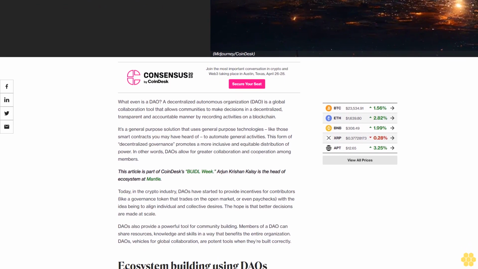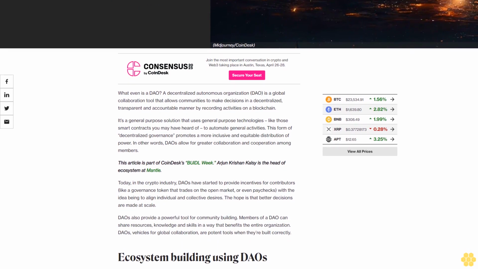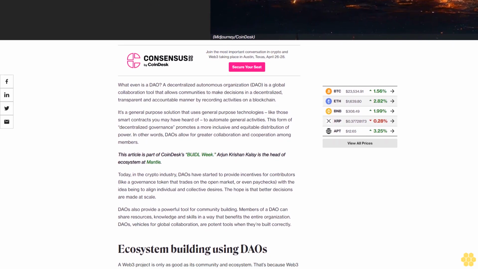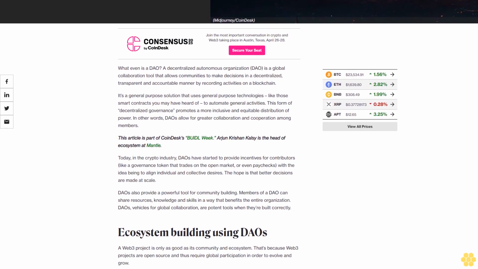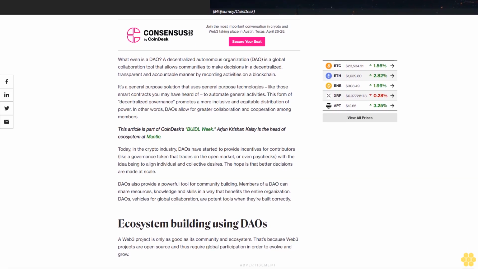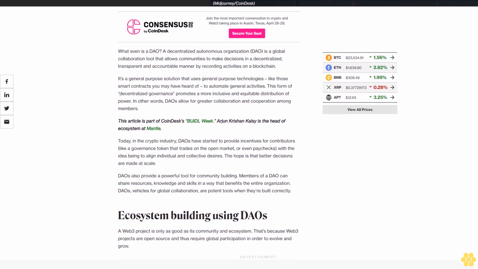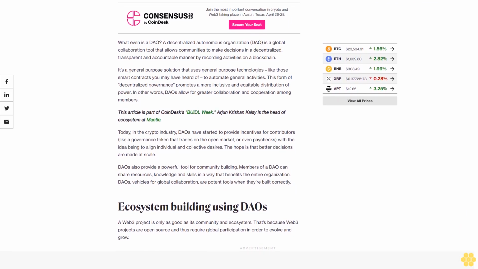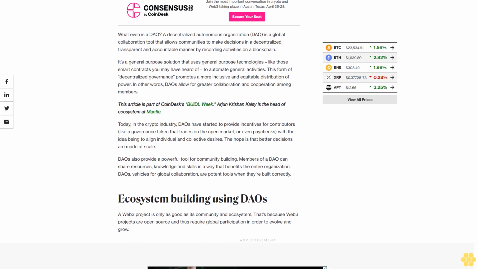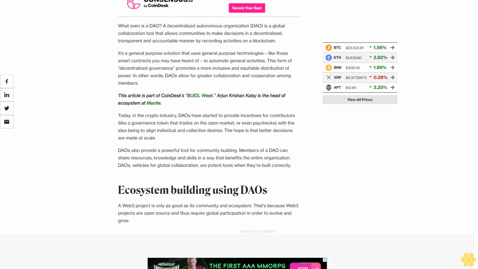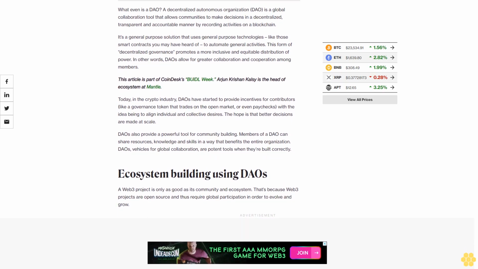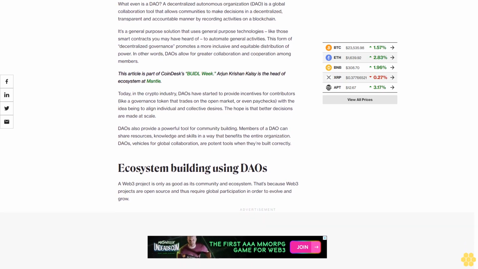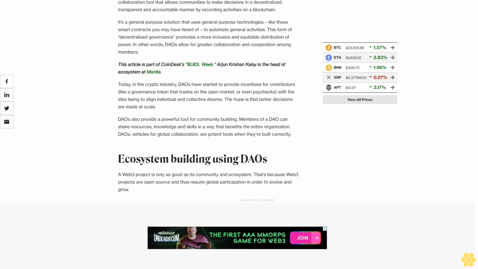A decentralized autonomous organization, or DAO, is a global collaboration tool that allows communities to make decisions in a decentralized, transparent and accountable manner by recording activities on a blockchain. It's a general-purpose solution that uses general-purpose technologies, like those smart contracts you may have heard of, to automate general activities. This form of decentralized governance promotes a more inclusive and equitable distribution of power. In other words, DAOs allow for greater collaboration and cooperation among members.